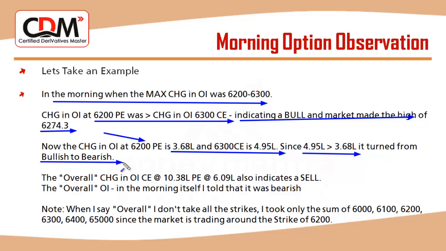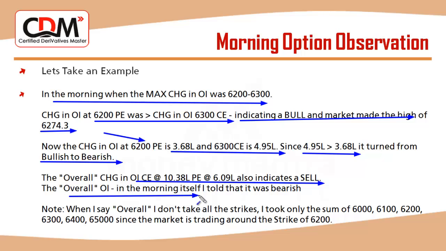So this was an observation. The overall change in open interest at 10.38 lakh, PE at 6.09, also indicates a short sell, and the overall open interest in the morning itself, I told you, was a bearish trend. So this is how we should interpret the trend of the market.